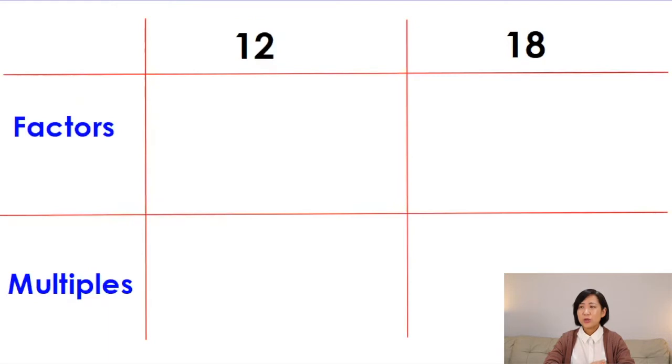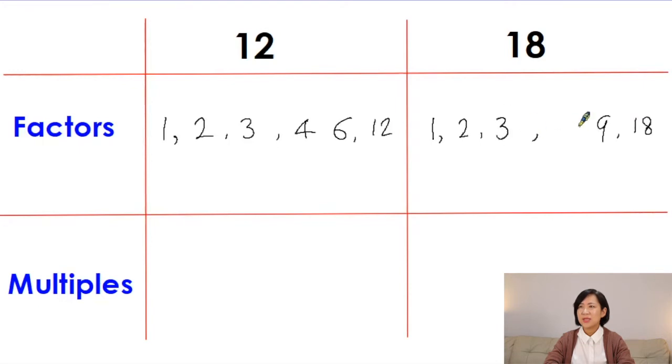Here, I've got 12 and 18, and we're looking for the factors of 12 and then the factors of 18. Then let's find the same numbers. First, for the factors of 12, think about the factor pairs: 1 and 12, then 2 and 6, and then you've got 3 and 4. 4 and 3 is the same, so you can stop here. And the factors of 18 start with 1 times 18, 2 times 9, 3 times 6. Then I can't find any more, right? So we can stop here.